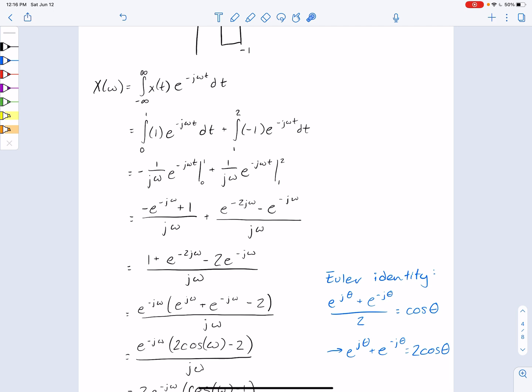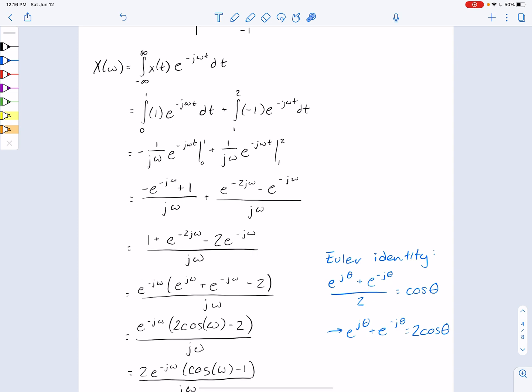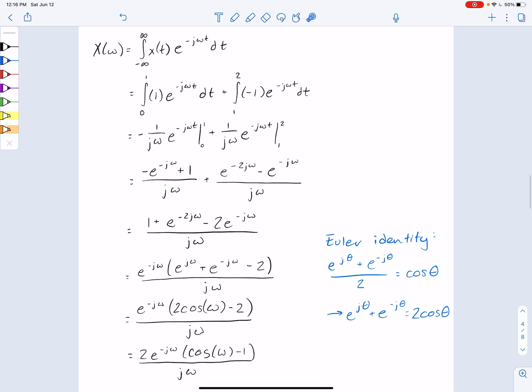So I factored out e to the negative j omega. And so this is what I got. And now I look at them and I say, oh, okay, these two look like they could be a pair, and maybe I could group them. So next I observe that they are added together. So I know it's not going to be sine, it's going to be cosine I'm going to use.